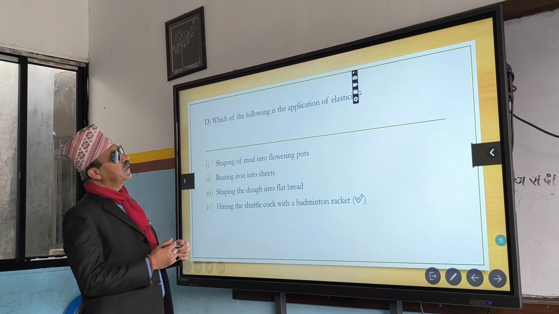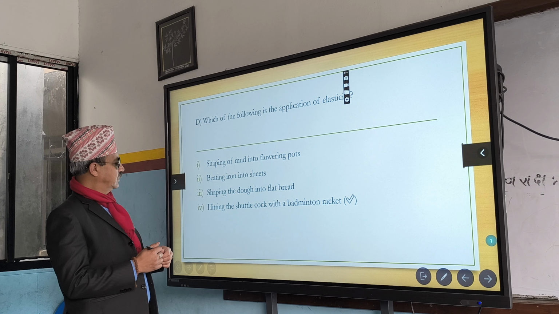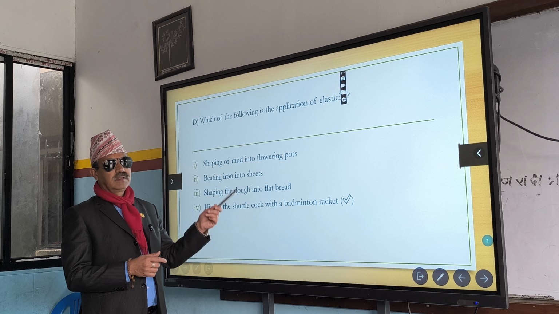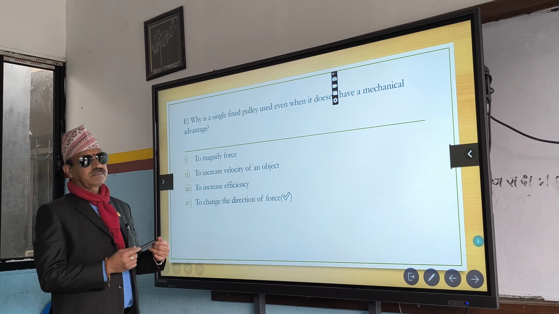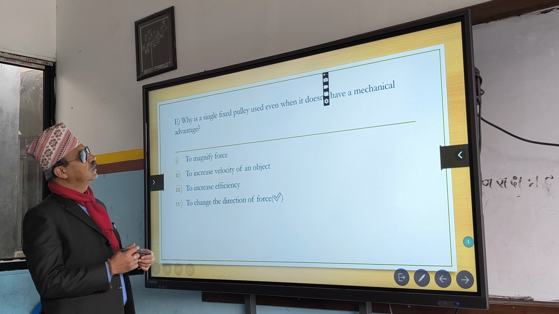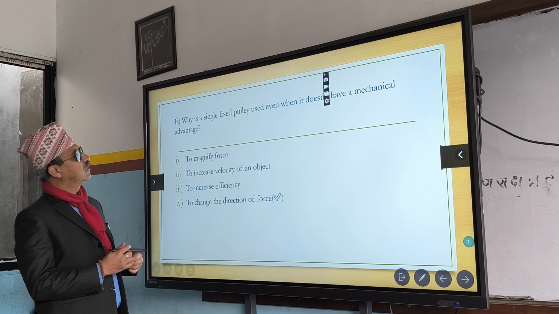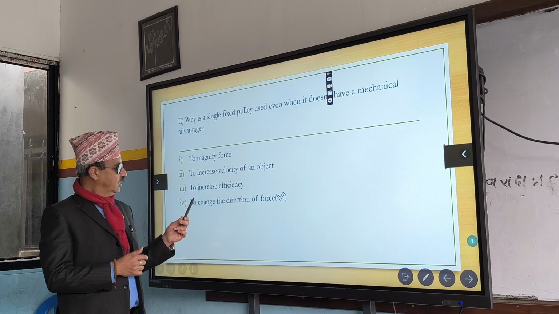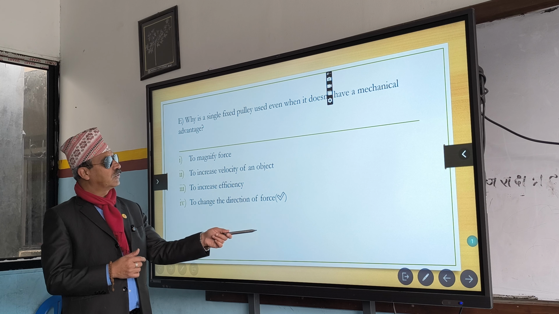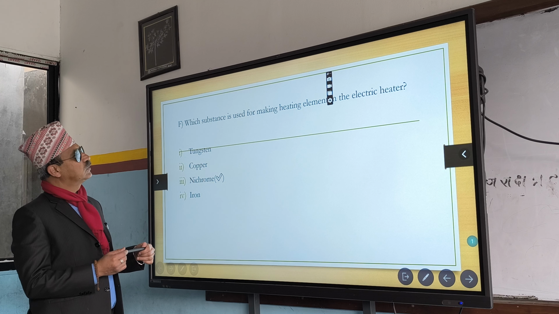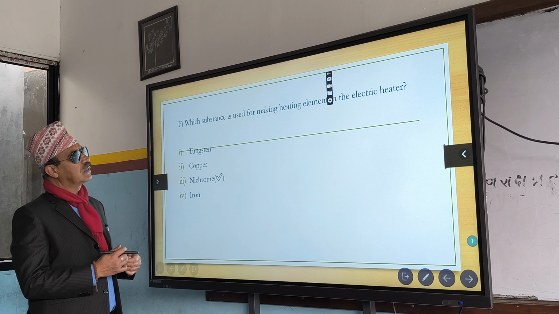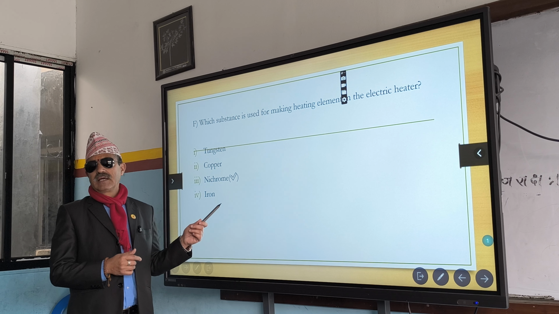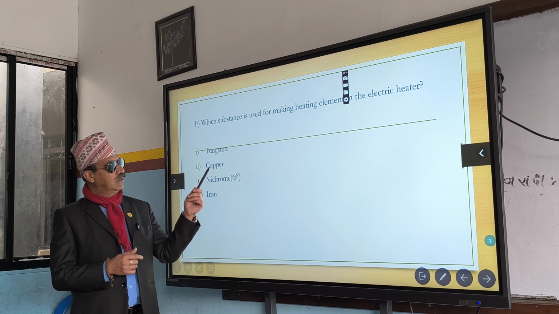Which of the following is the application of elasticity? Hitting the shuttlecock with the badminton racket, right? Number E. Why is a single fixed pulley used even when it doesn't have a mechanical advantage? What is the answer? To change the direction of force. Which substance is used for making heating element in the electric heater? Nichrome. So nichrome is the alloy of nickel and chromium.